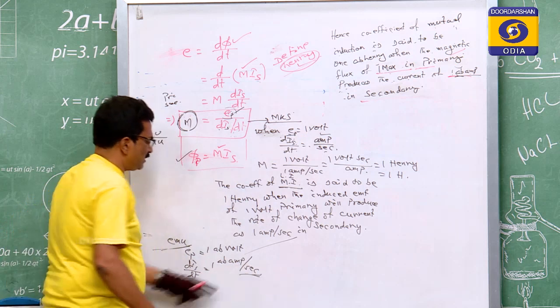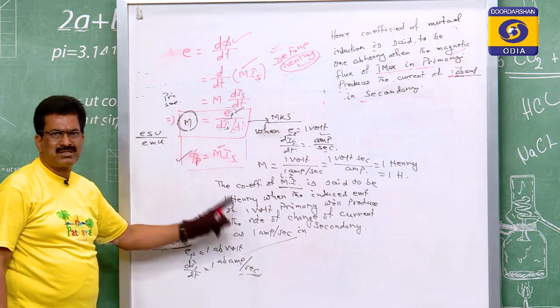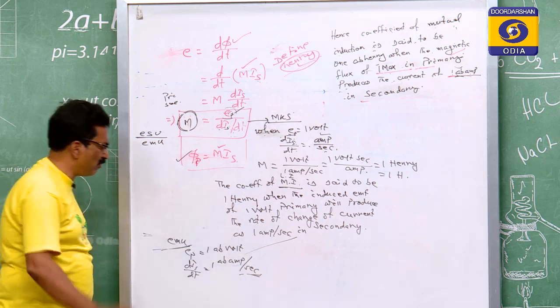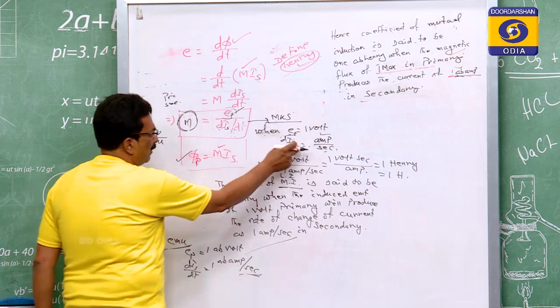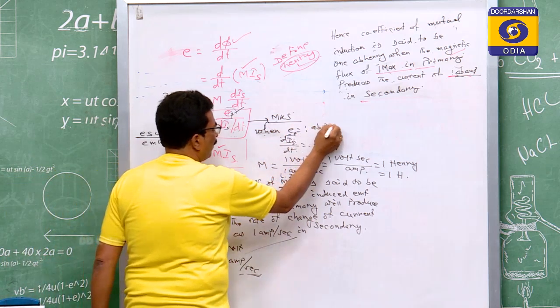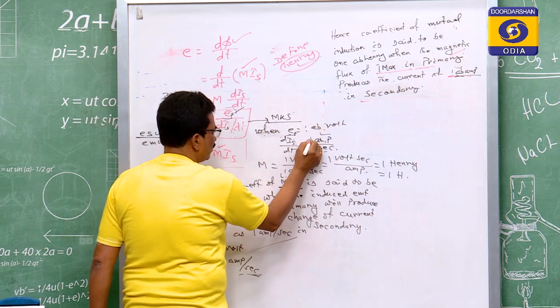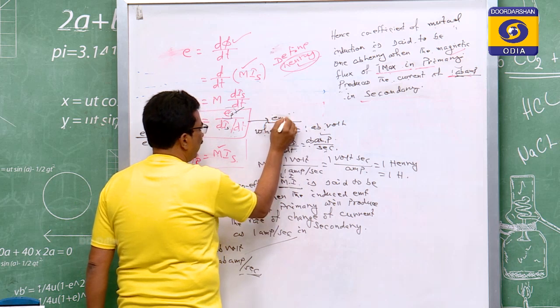Sir, the question is, why is it not abampere second? The time is always the same in MKS or CGS, there is no variation. So that is abampere by second. So if we put the values here, E is equal to 1 abvolt, and this is equal to 1 abampere by second. So this MKS case will be the EMU.